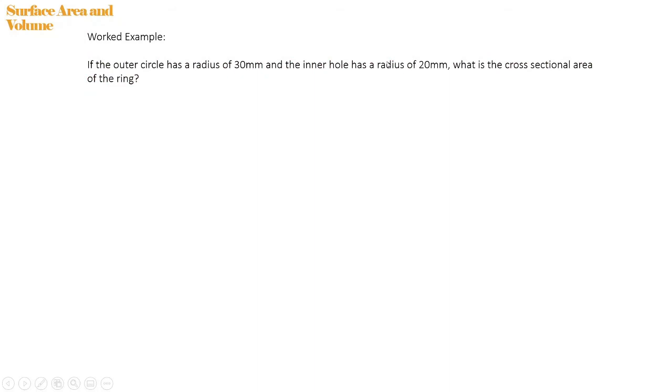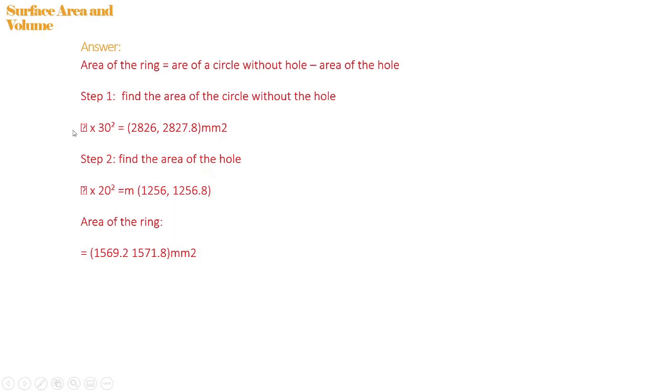Okay, so area of the whole circle first. So we're on the whole 30. Again, apologies, that should be pi. So pi times 30 squared, which gets you 2826.